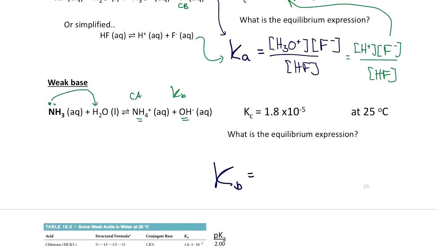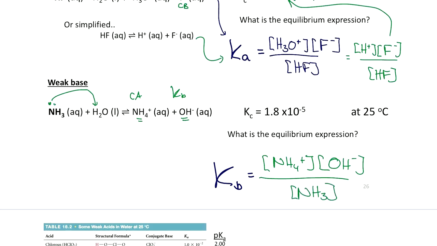That one is harder to get. I would practice conjugate weak bases, because it seems like acids students get right away, but the base ones always take longer. So let's get the Kb expression. It's the same as before, just products over reactants. So on the top, we have NH4+ concentration times hydroxide concentration, and then what goes on the denominator? Ammonia. Anything else? Nope, water does not go in there.